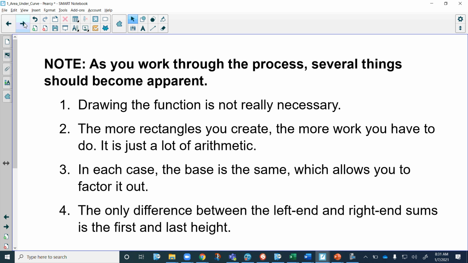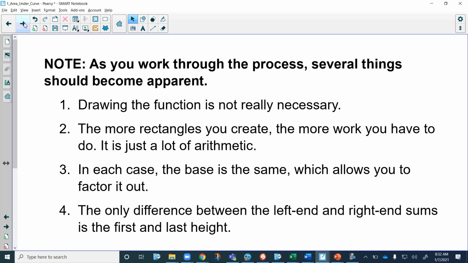Now here, what it's showing you is that drawing the rectangles isn't really necessary, and drawing the function isn't really necessary, although I think it's helpful when you have it to use it. And sometimes even if you don't have it, I really do like having the function drawn for me so I can visualize it. But that's a personal preference for me.